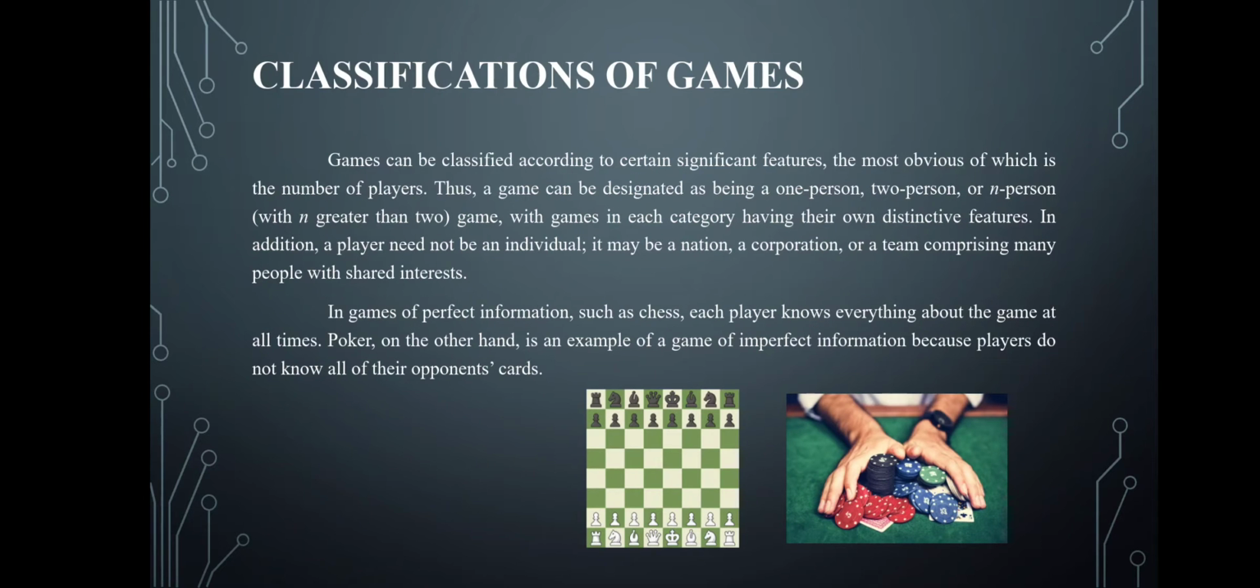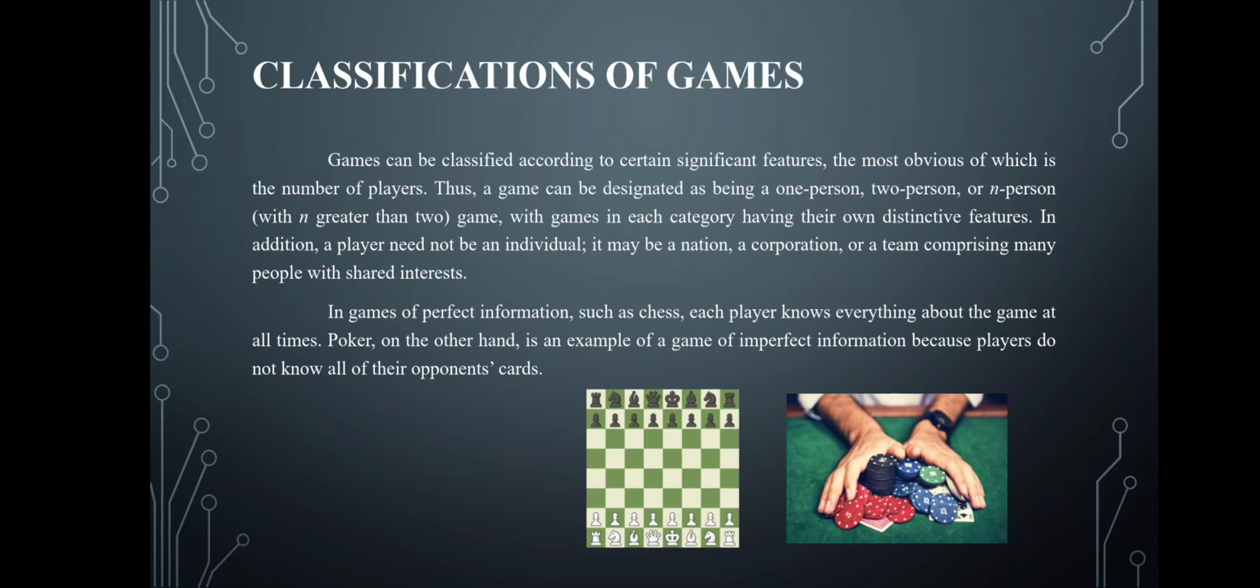And the classification of games. Games can be classified according to certain significant features, the most obvious of which is the number of players. Thus, a game can be designated as being of one person, two person, or n person with n greater than two, with games in each category having their own distinctive features. In addition, a player need not be an individual; it may be a nation, a corporation, or a team comprising many people with shared interests.